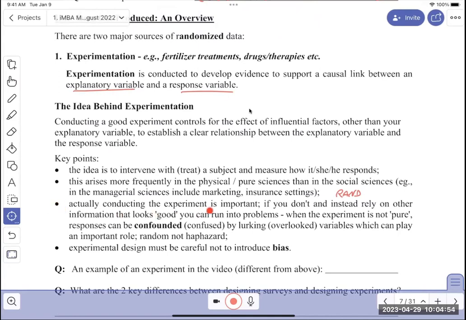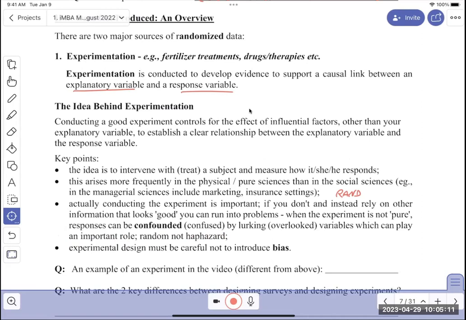Okay, so actually conducting the experiment is important. If you don't, and instead rely on other information that looks good, you can run into problems. When the experiment is not pure, responses can be confounded, confused by lurking or overlooked variables, which may play a role.